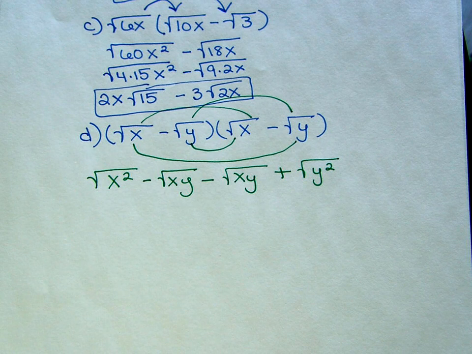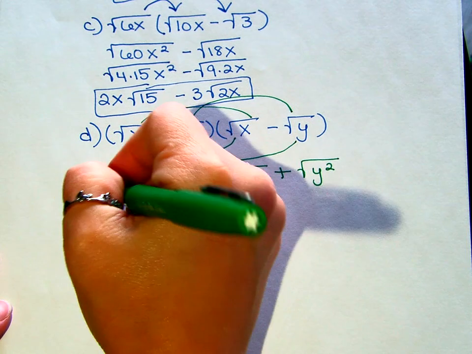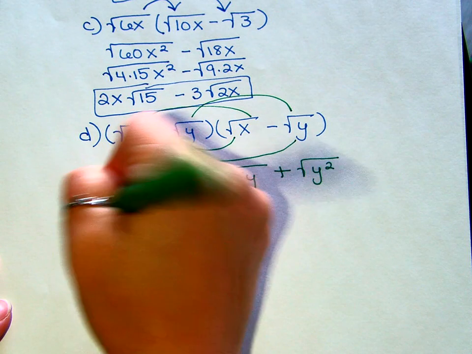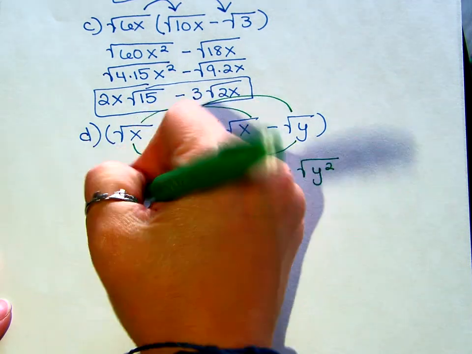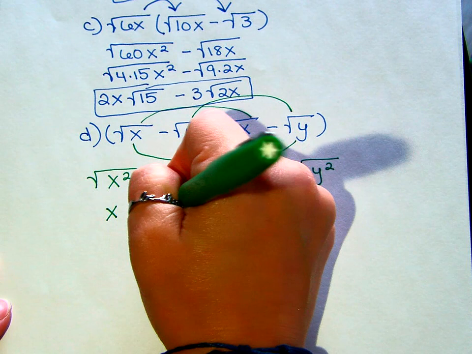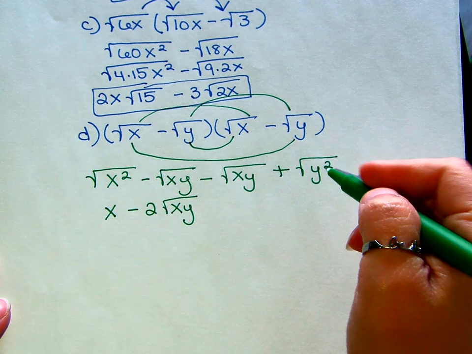Square root of a square just gives you the same base. So I have an x. I have 2 of these radical xy's, so I have a minus 2 radical xy. The square root of y squared is just y.